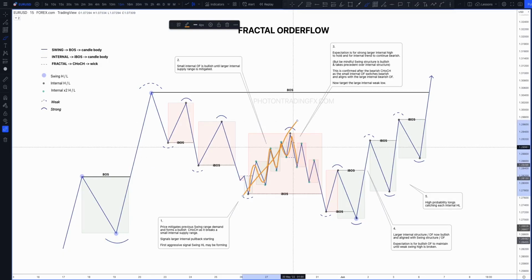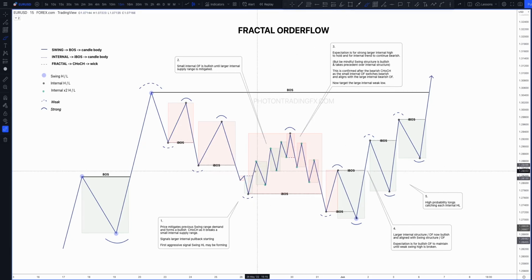And then once that small internal structure shifts, then we've got that, right? And we expect once that low goes, what do we expect? We expect that small internal bearish order flow to keep continuing until the low goes, right? Imagine if it didn't, and we broke up here, well, then we'd expect this small internal high to be run, right? You guys should hopefully be very familiar with that concept now, but we're simply drawing on boxes to show you it from a supply and demand perspective.